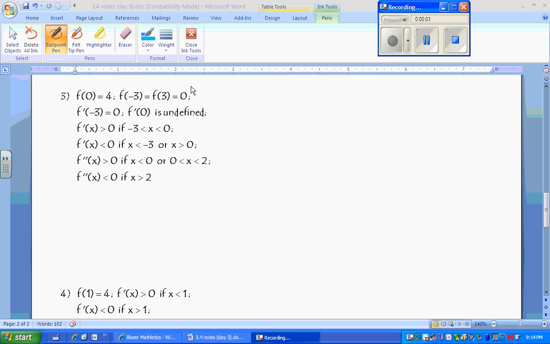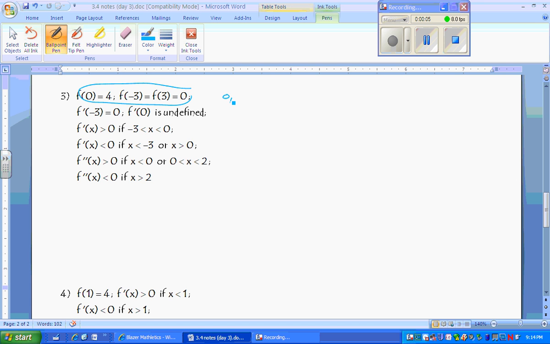Again, this first line here tells us points on the original graph. So (0, 4), we have a point, (-3, 0), and (3, 0). So we can plot those on the graph. Then the next three lines talk about the derivative.